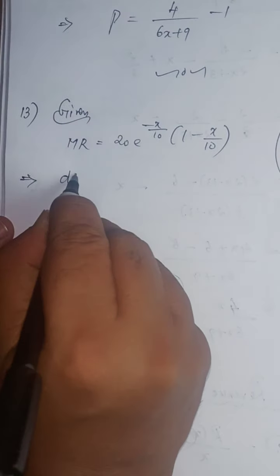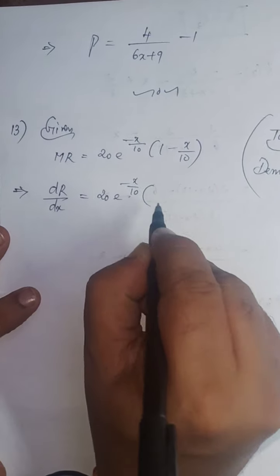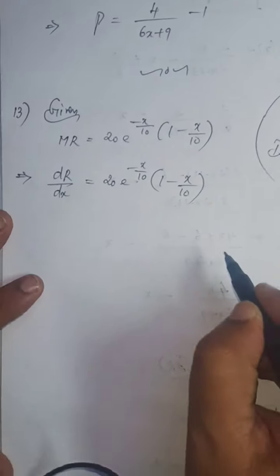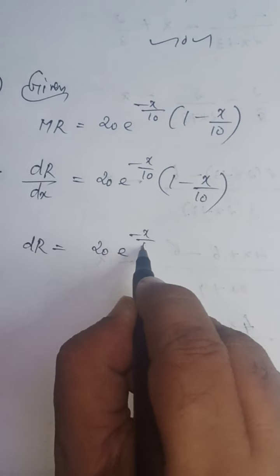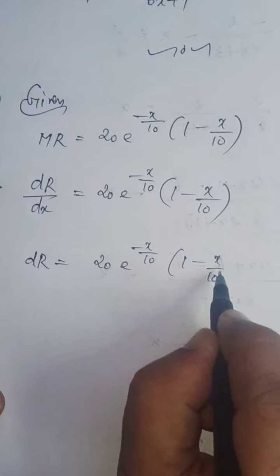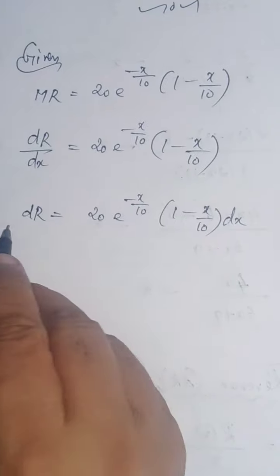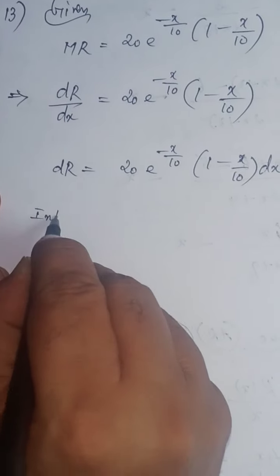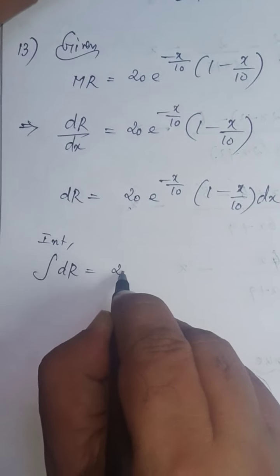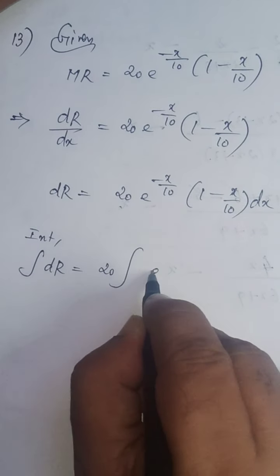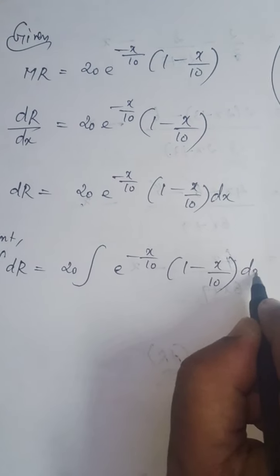MR can be replaced by dR/dx, that is equal to 20 e^(-x/10) (1 - x/10). Then dR equals 20 e^(-x/10) (1 - x/10) dx. Cross multiply. Now the variables are separated, so we can integrate. Integral dR equals 20, the constant, outside the integral, then e^(-x/10) (1 - x/10) dx.